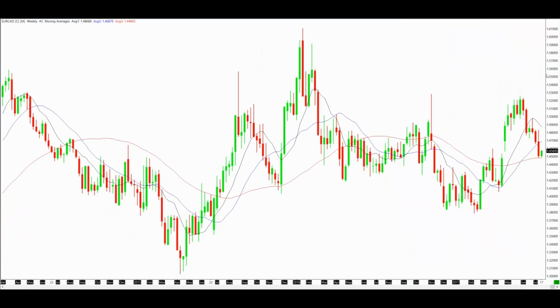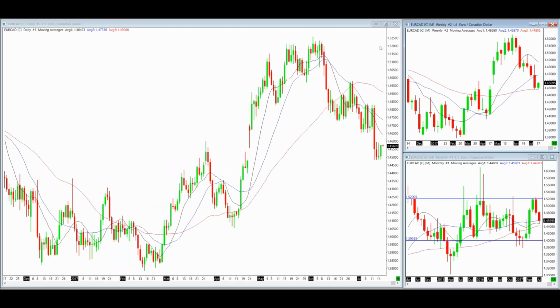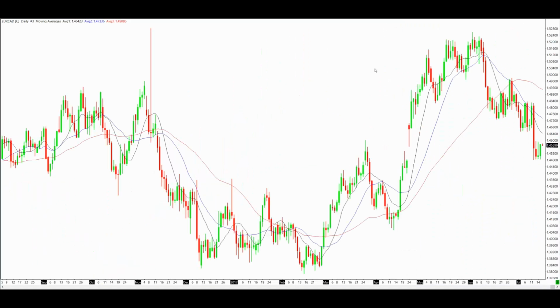On the weekly chart, what I can see here is over the past 2 months, the price has been in steady selling mode, and especially last week, Bank of Canada raised interest rate for the first time in 7 years, which created a big sell-off on euro against Canadian dollar. We can see this sell-off more clearly on the daily chart.